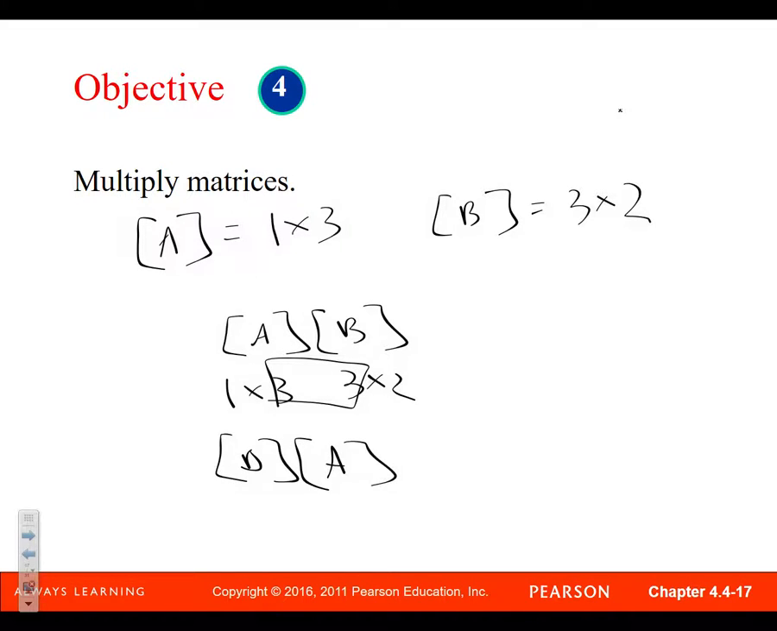Now, if I ask you to find the product of B times A, is that doable? Well, we just did A times B, right? So can I do B times A? It's 3 by 2 times 1 by 3. The answer is no. Do the insides match? No, so it can't be done. CBD: cannot be done. Please know that rule. Save yourself some time.